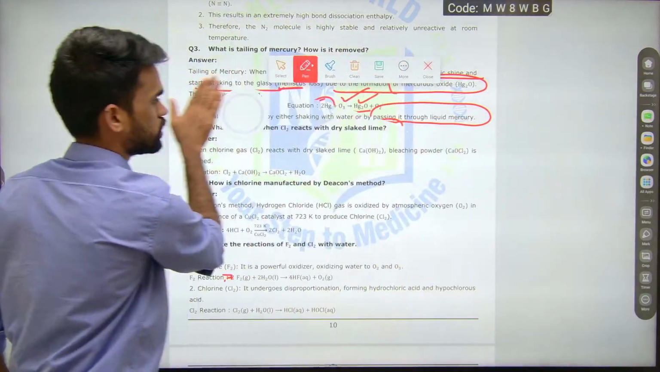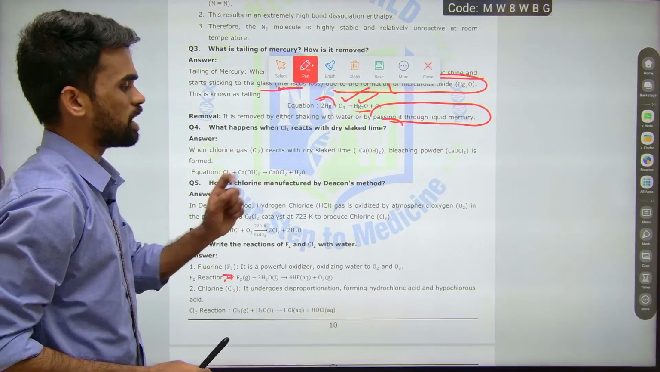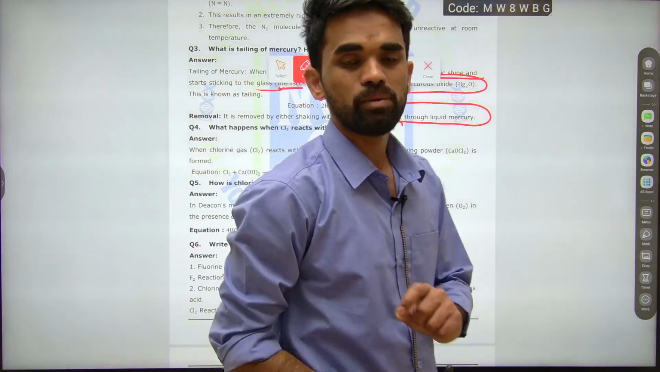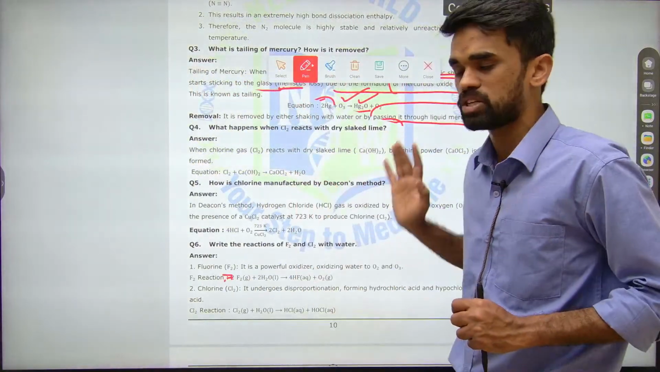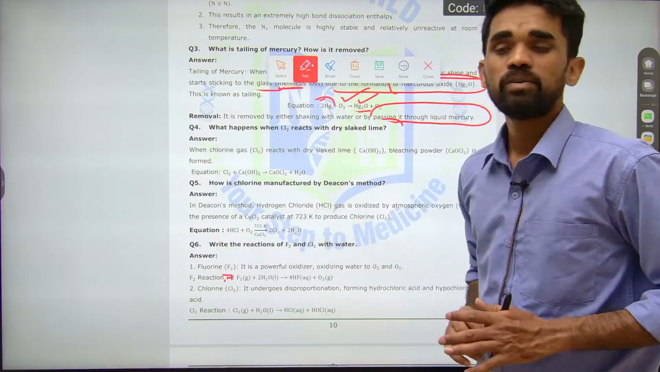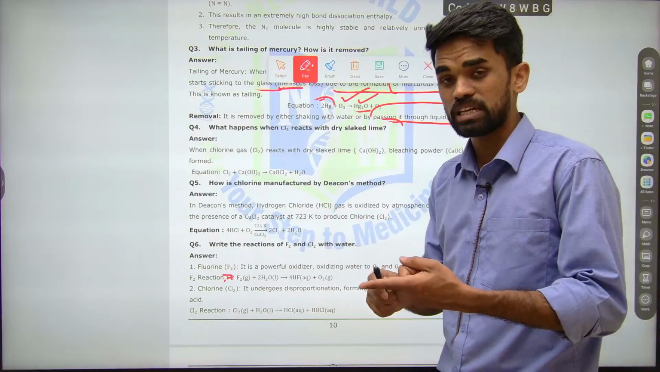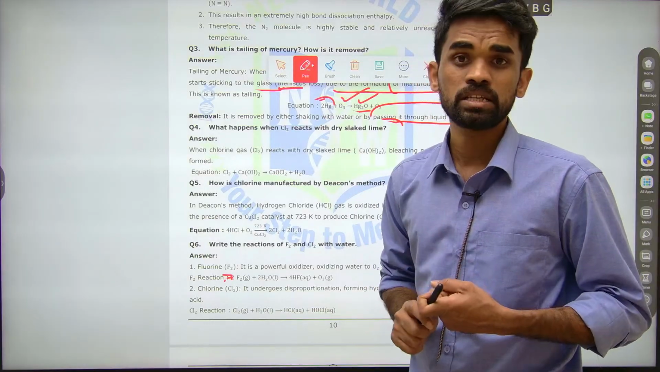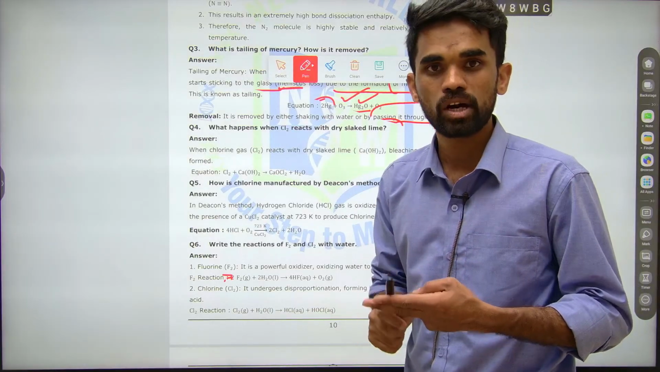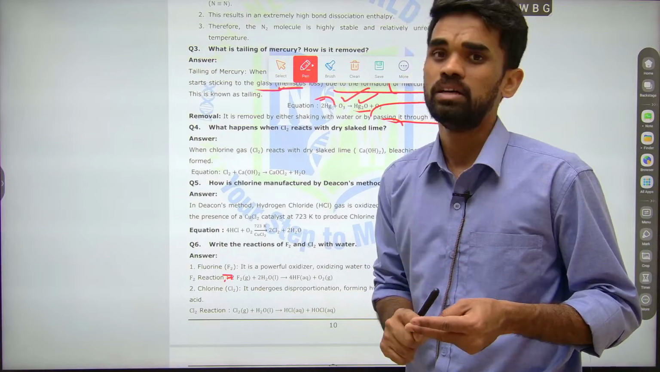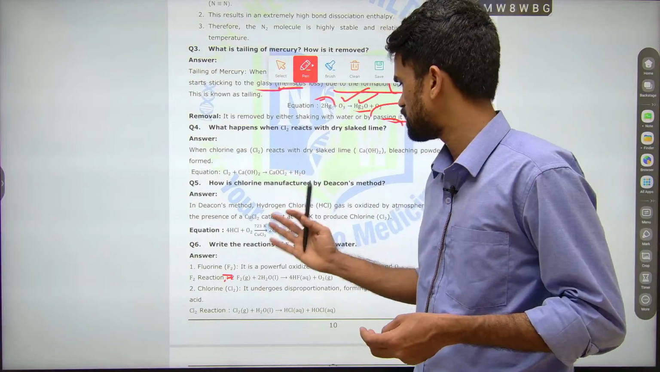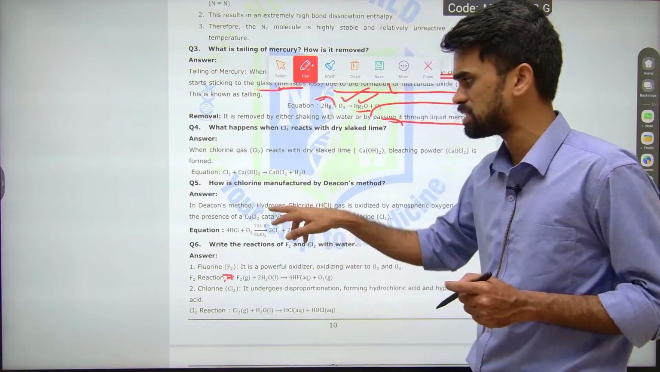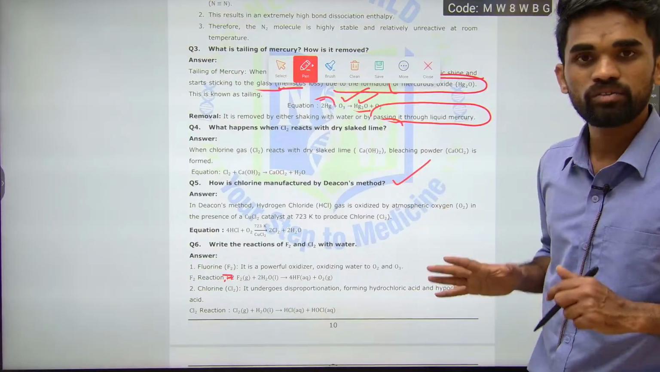The next question: how is chlorine manufactured by the Deacon process? See, from these model questions of p-block elements, you can expect an 8 marks question in the same manner, either manufacturing of chlorine or manufacturing of nitric acid, HNO3, by the Ostwald process, or sulfuric acid by the contact process. These are important manufacturing methods to be focused on for 8 marks. Remember that. And here we have a small 2 marks question from the Deacon method.